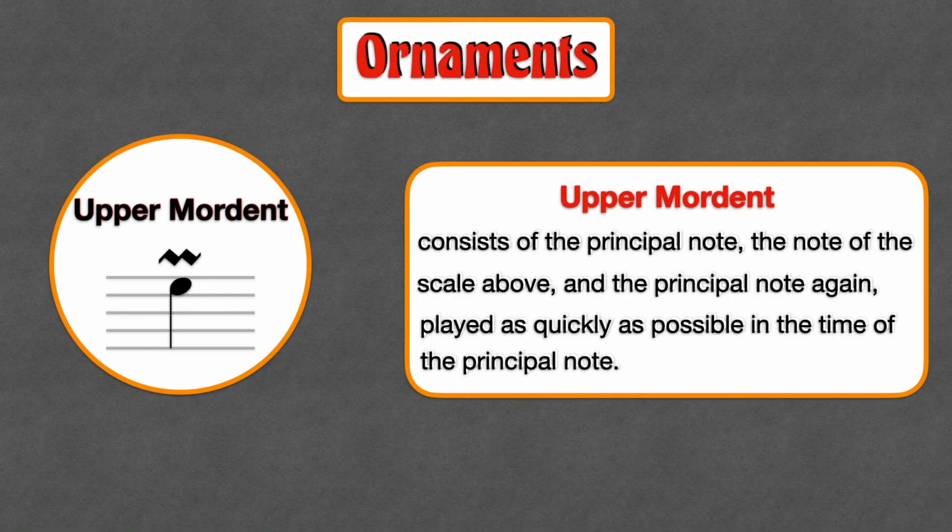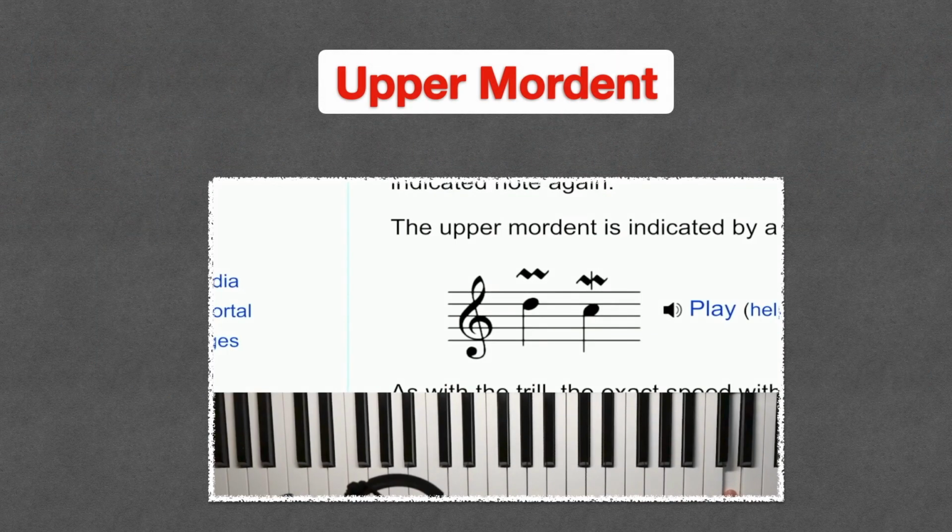Upper Mordent consists of the principal note, the note of the scale above, and the principal note again, played as quickly as possible in the time of the principal note. So you play that note. You play an upper neighbor, which is the next scale note up. So in this case, E. And then back down to the principal note where you started.